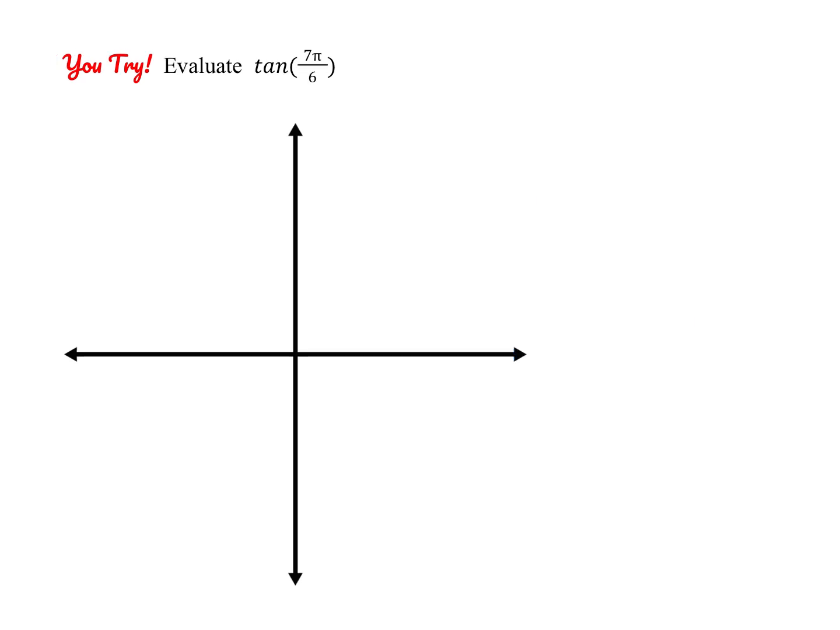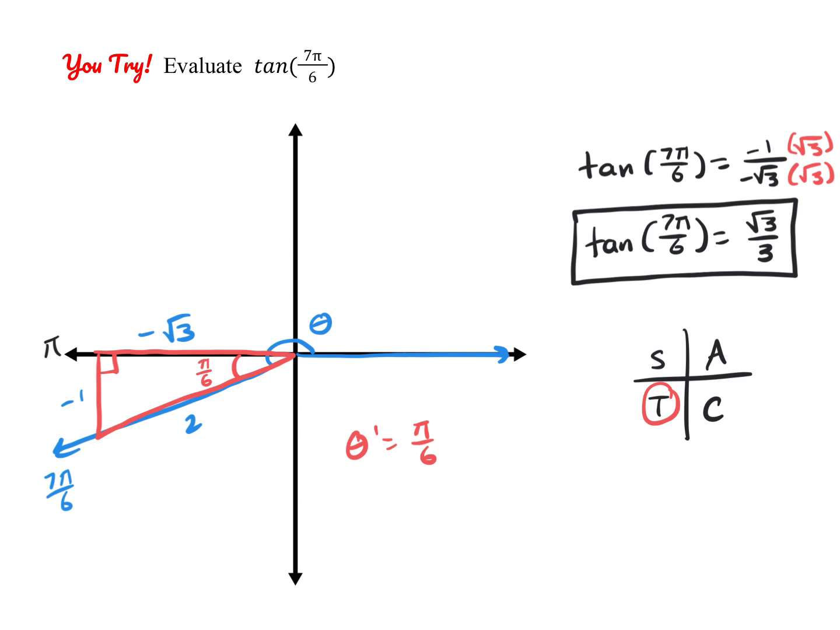All right, one last one for you to try on your own. So again, please pause the video. All right, go ahead and check. 7 pi over 6 is in quadrant 3. My reference angle, this distance, is pi over 6. So this is a 30, 60, 90. So this side length should be -1 because we're going down. This should be +2, and this should be -√3 because we are going to the left. So tangent is opposite over adjacent. So both are negative, which results in a positive answer, which makes sense because tangent is positive in quadrant 3.